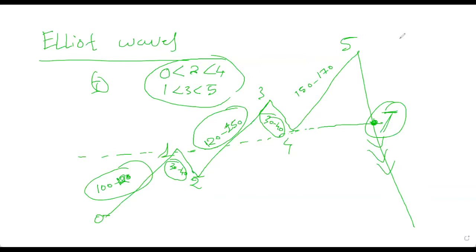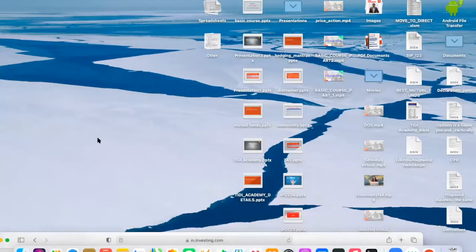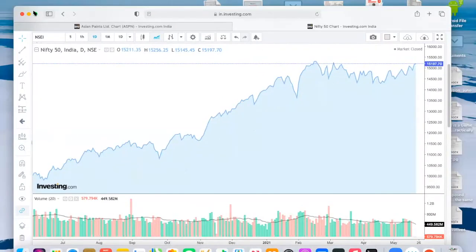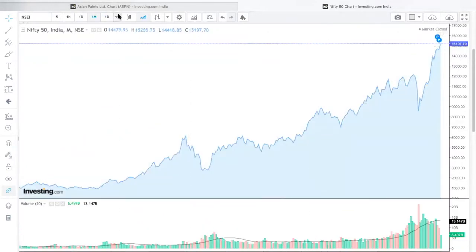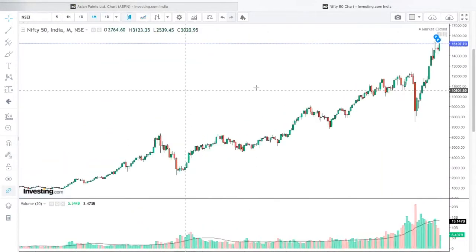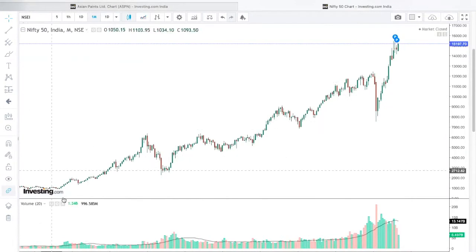That's what Elliot has told. Let me go to the examples. Let me take you to the example. So let me take the monthly candle. So let me draw the Elliot impulse wave.